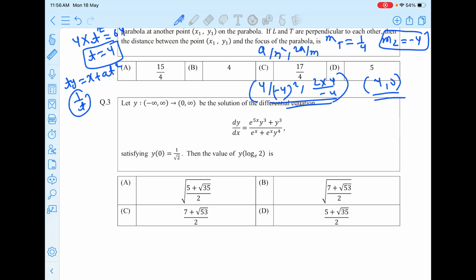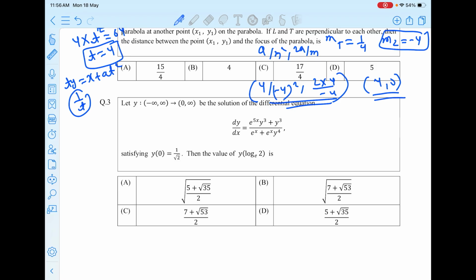The third question is from differential equations, and if you have analyzed the papers of the last few years, differential equations and area under the curve are two topics which are scoring. You should not miss questions from area under the curve and differential equations. So the same logic applies here also.